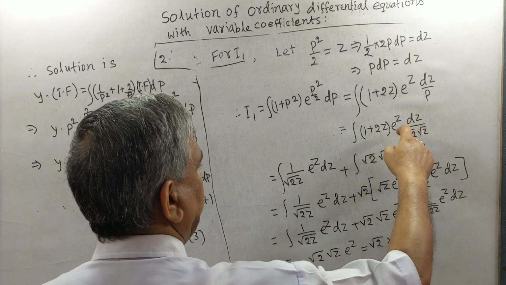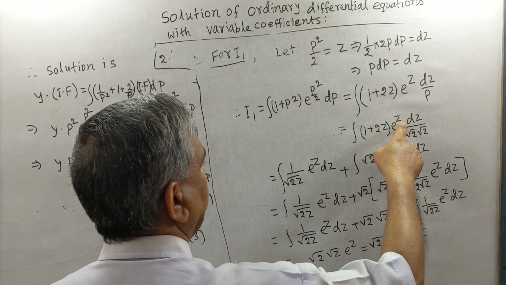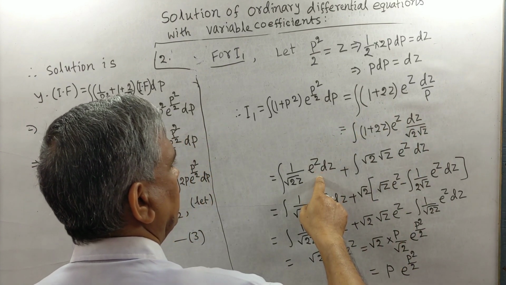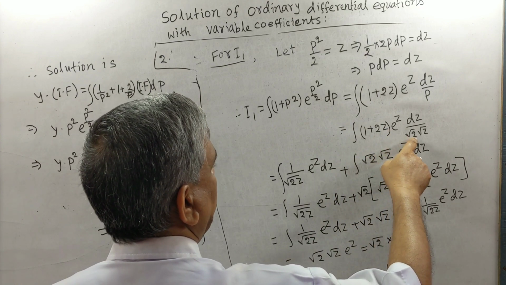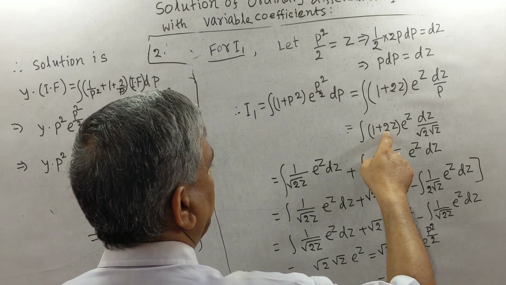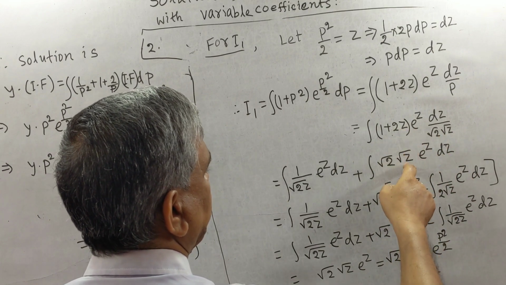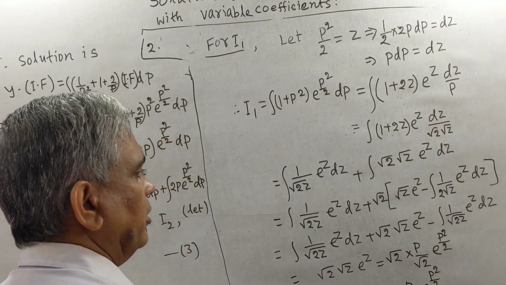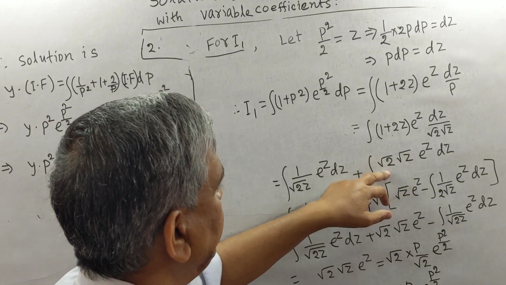1 into this, 1 into dz by root 2z dz, plus here root 2 and 2 equal to root 2 root z, square root z e to the power z dz. Now we integrate second by parts.